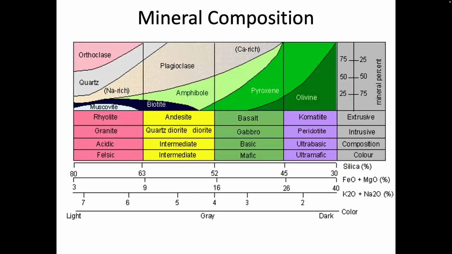Okay? So things like rhyolite and granite, which are both acidic rocks and they're felsic because they have light colors, light minerals, have high degrees of these particular types of minerals. Orthoclase, quartz, they're sodium rich. They have a little bit of biotite, a little bit of amphibole, a little bit of muscovite.